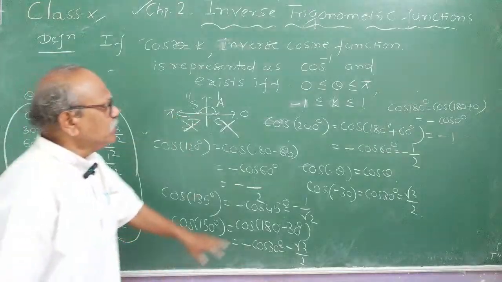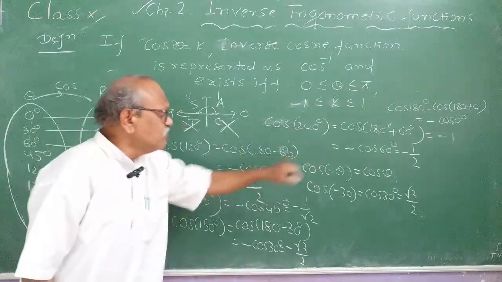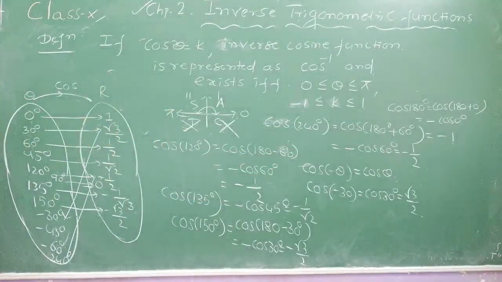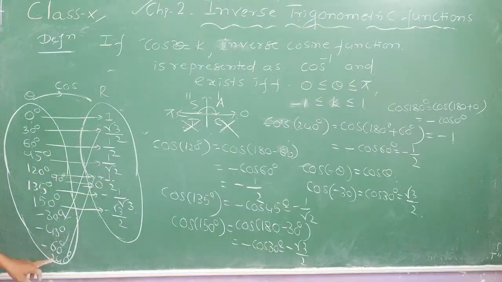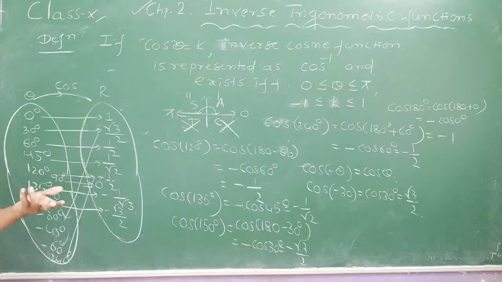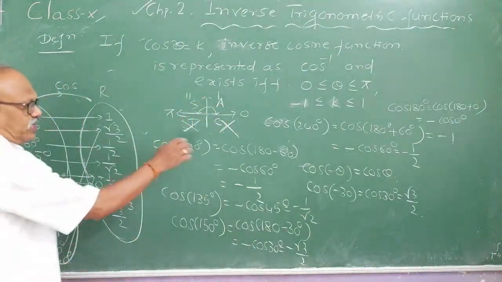You observed 240 degree. Cos 240 degree is minus 1 by 2. Already you have cos 120 is equal to minus 1 by 2. Cos 240 also becomes minus 1 by 2. Means it will lose its one-one if it enters into the third quadrant. You can observe fourth quadrant.